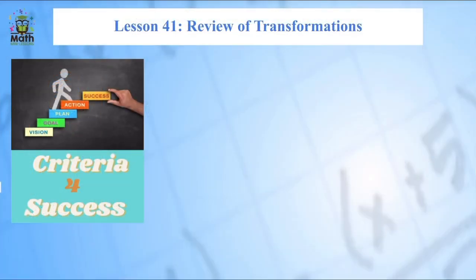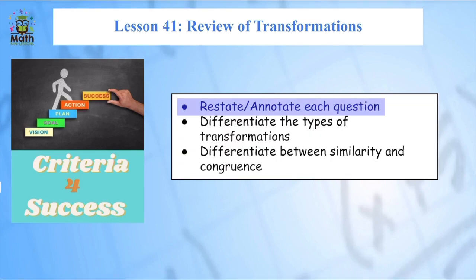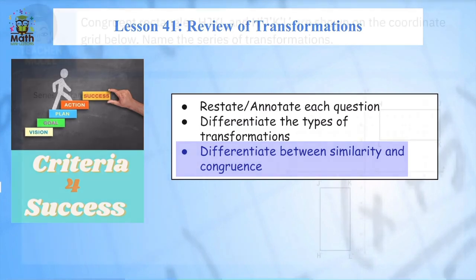We're at the end of the unit, so this is lesson 41, and now we're going to review all the different transformations we've done. I will be restating and annotating each problem, differentiating the different types of transformation using the information on the graph, and watch how, again, we differentiate between a similarity and congruence.